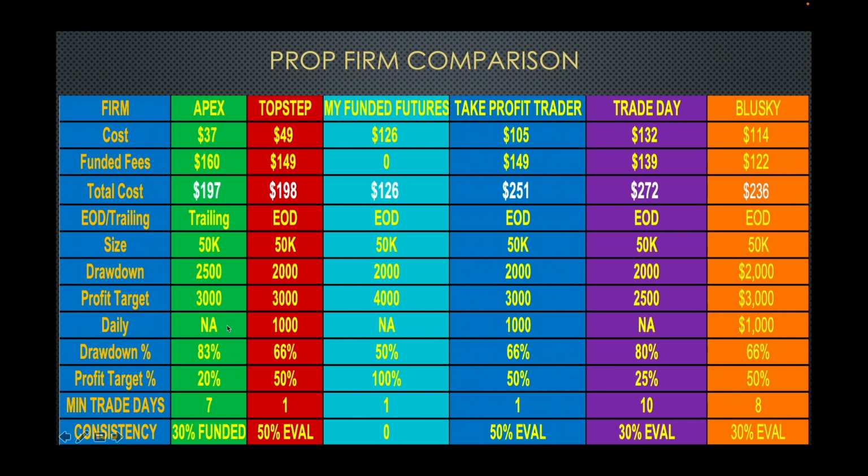Your profit target now, percentage-wise, you basically need to make 20% more. You still have to make the $3,000, but it's basically 20% more than what they give you to play with. Top Step, you've got to make roughly 50% more. My Funded Futures, you have to basically make 100% of your $2,000 to pass. 50%. Trade Day, again, it's the same thing as Apex, comparable. And Blue Sky, it's the same as Top Step and Take Profit.